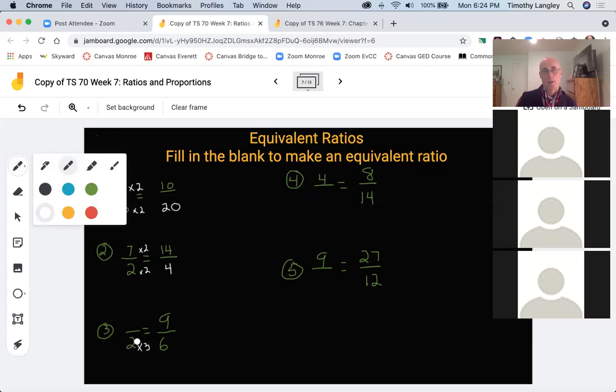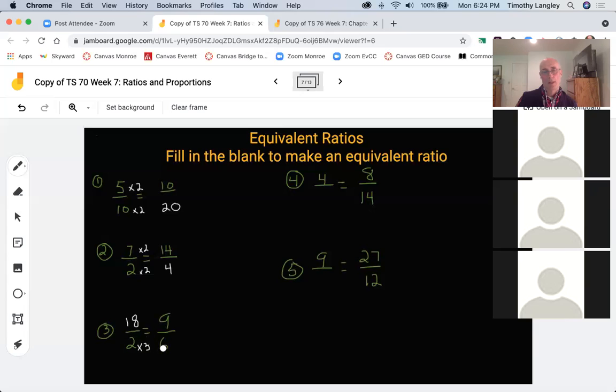cross multiplying that times that is 18. So 9 goes into, I've got to do 9 times 3 and get 18. That looks better. I think that's proportional. Let me think about that. No, that's not right. It's got to be times 3. There we go. It's a 3. Because 6 times 3 is 18. 2 times 9 is 18. That's going to be a 3 there.